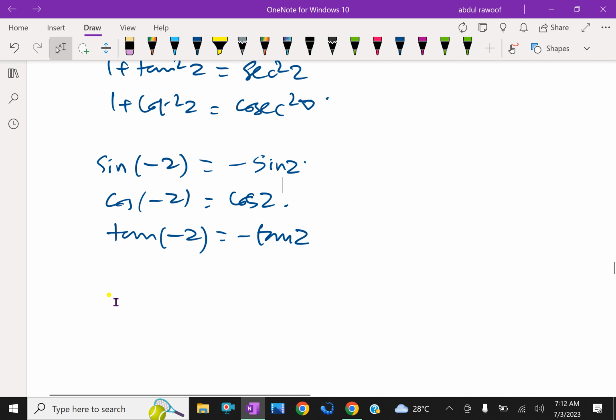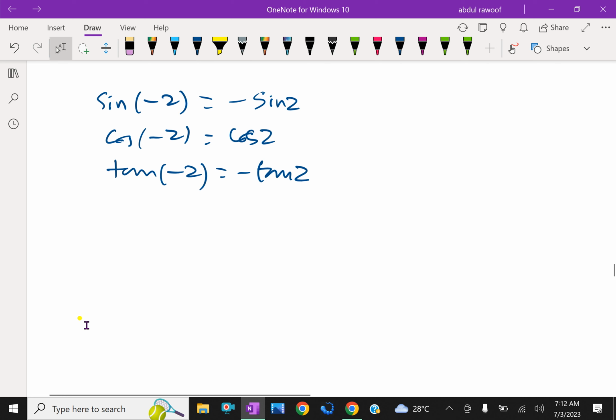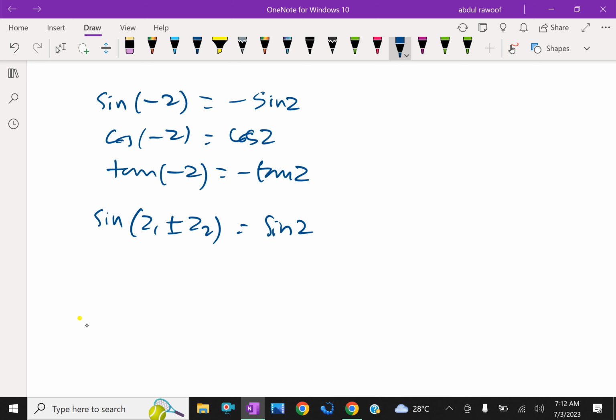Next are the addition formulas also. For example, sine of z1 plus or minus z2 equal sine z1 cos z2 plus or minus cos z1 sin z2.